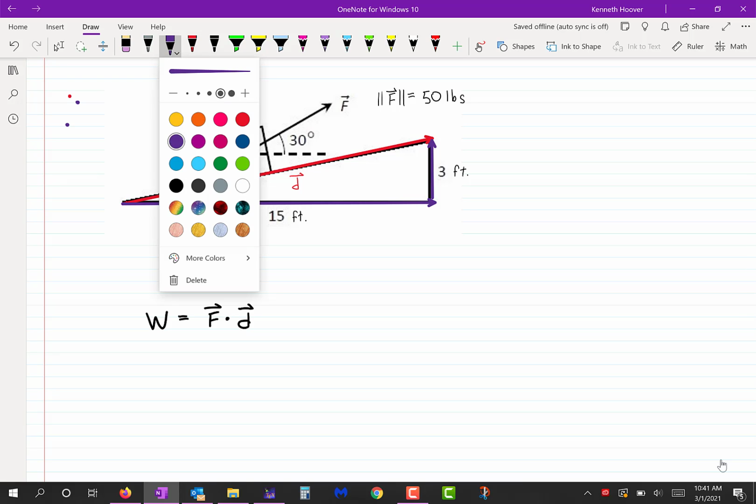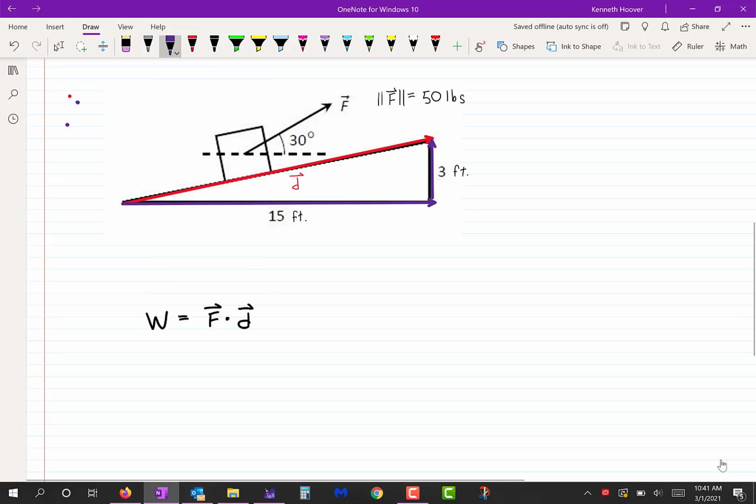And what are those two vectors? This part's easy. The horizontal one is the vector 15, 0. And the vertical one is the vector, here, let me actually write that up here. Okay, and the vertical one is the vector 0, 3. And D is the sum of those two. So what's that mean? That means that D is the vector 15, 3. Okay, so that part's easy.